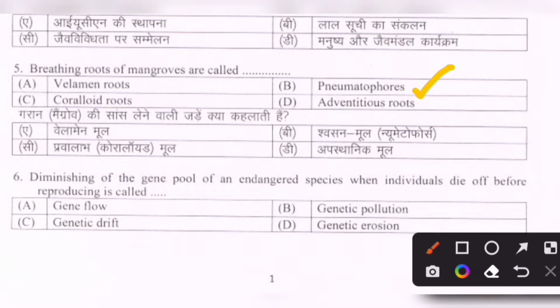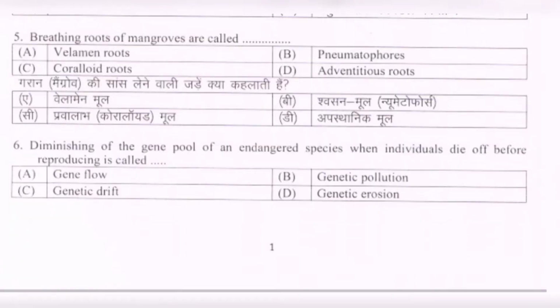Diminishing of the gene pool of an endangered species when individuals die off before reproducing is called. Options are gene flow, genetic pollution, genetic drift, genetic erosion. The correct option is fourth one is the correct option, that is nothing but genetic erosion. Let's see the next question.